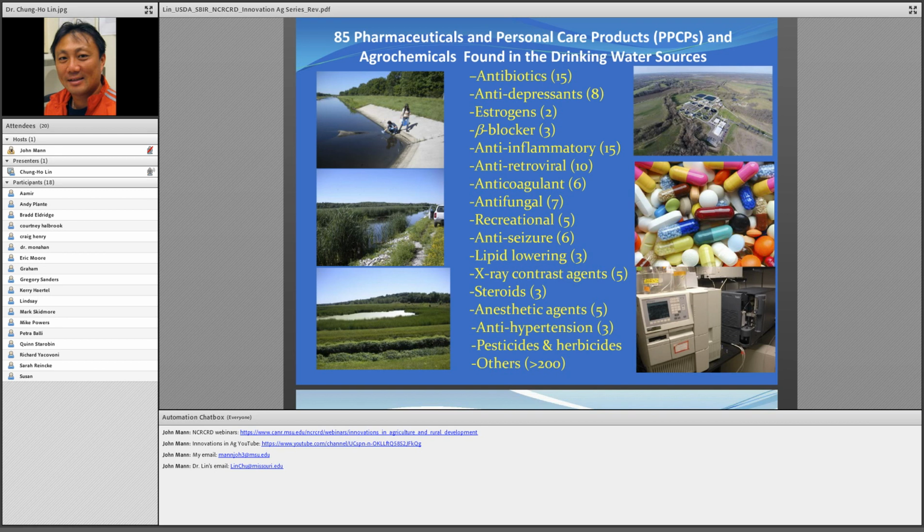A lot of these compounds behave like endocrine disruptors, or they have strong biological activity at a very low concentration. For example, a lot of recreational drugs and also the estrogen commonly found in birth control pills, even at very low concentrations, can trigger strong biological activities. That's why we're very concerned.